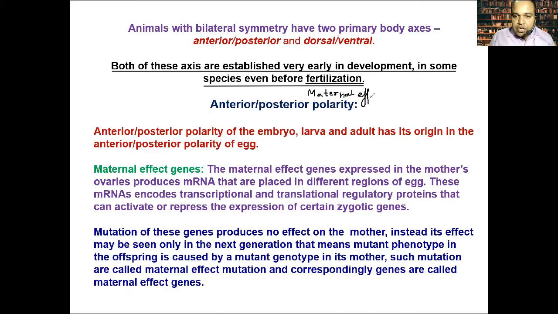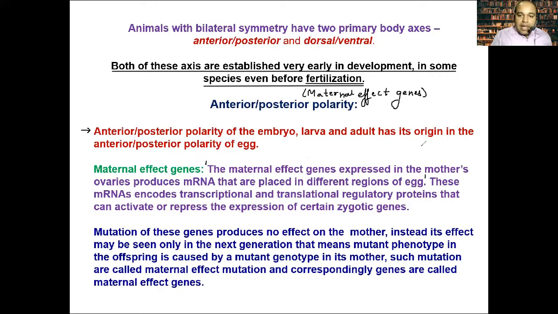Now how do these maternal effect genes influence the development of different poles in the case of Drosophila melanogaster? You can look here, anterior and posterior polarity of the embryo, the larva, and adult has its origin in the anterior and posterior polarity of the egg. Now, what do you mean by maternal effect genes? The maternal effect genes expressed in the mother ovaries produce mRNA that are placed in different regions of the egg.